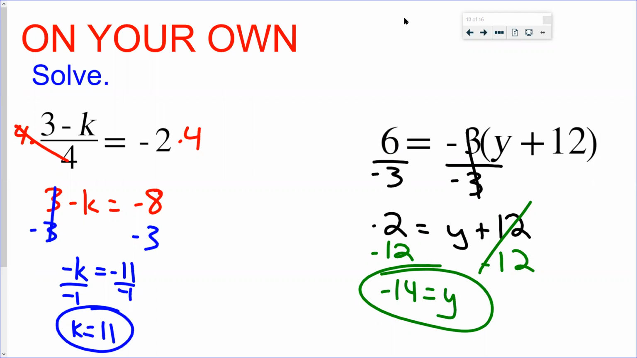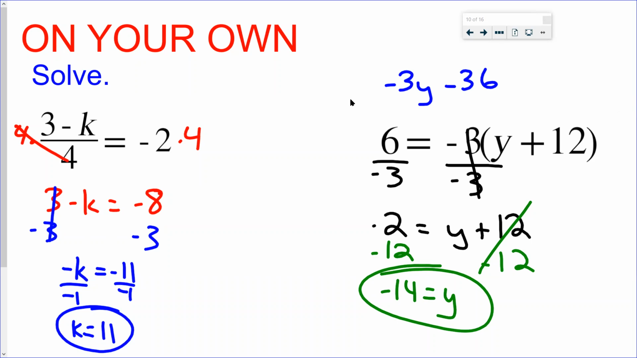I did it where you divided first. You could have distributed. If you would have distributed your -3, you would have ended up with -3y minus 36. And then you would have added 36 and worked from there. So that's what you would have gotten if you would have distributed. And then you just solve from there and you should have ended up with -14 equals y, or y equals -14. So those are a couple different ways.